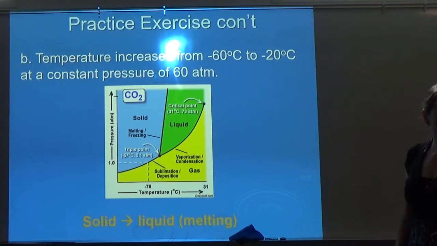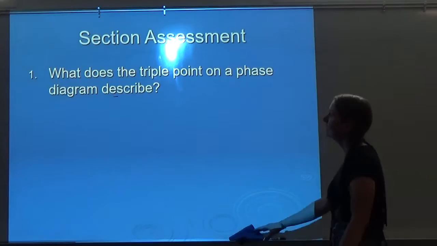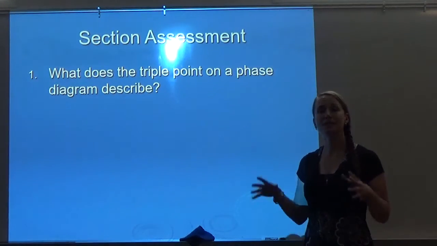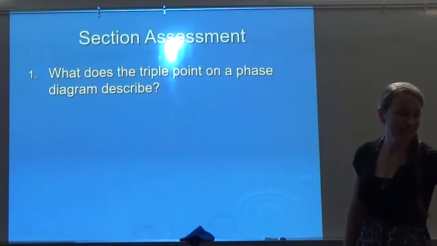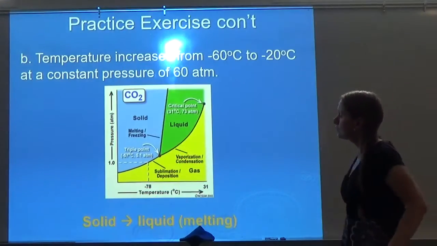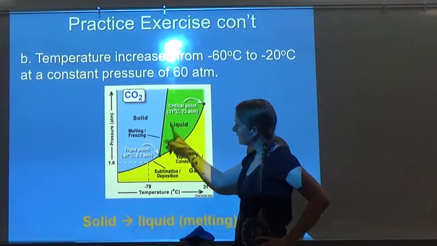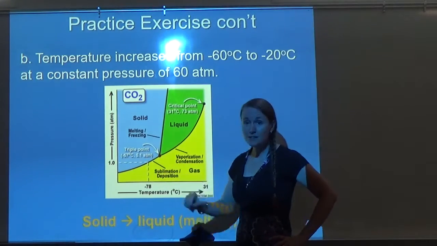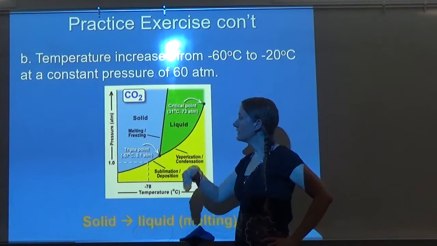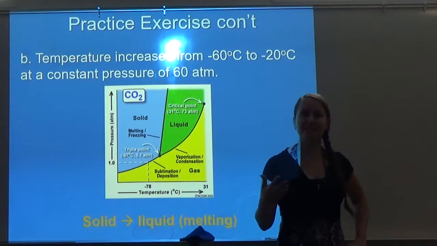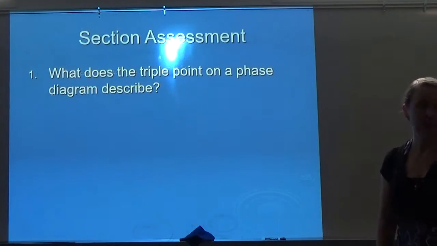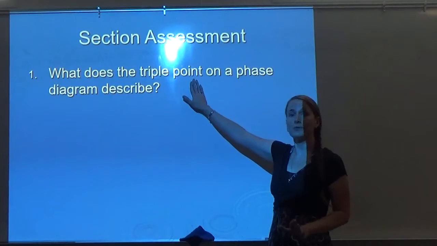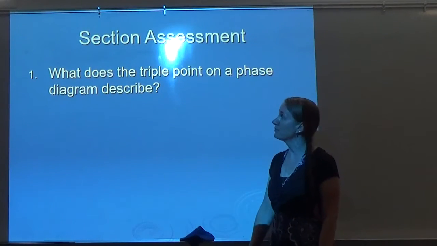All right, so hopefully you're finding phase diagrams pretty easy. So it says, what does the triple point on a phase diagram represent? It represents when all the states of matter exist in equilibrium. So if you look, the triple point right here, see how all the states of matter touch it? That means at the triple point, at this specific temperature and pressure, you will have some solid, some liquid, and some gas, all in equilibrium. So triple point shows the temperature and pressure in which all 3 states of matter exist in equilibrium.